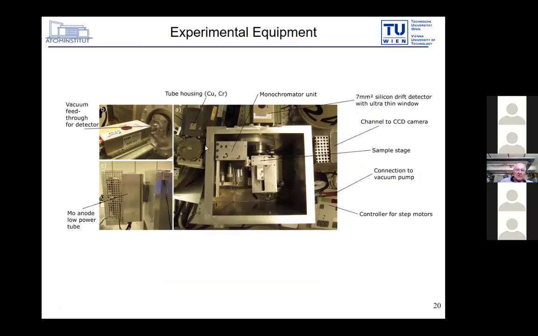So this is the high-power tube. Here is the holder for the multi-layer. Here is the setup for the holder of the reflector, and this is where the detector comes into the vacuum through the feedthroughs. And this is the high-power tube. This is the attached low-power tube, and you see this is relatively simple to exchange.